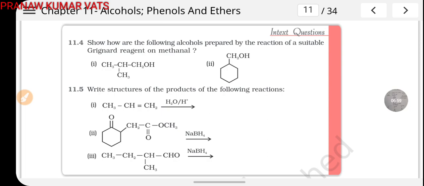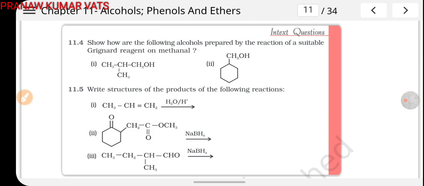Now we will solve in-text questions, starting with in-text question 11.4. Question is, how are the following alcohols prepared by the reaction of suitable Grignard reagent on methanol? So remember one thing, methanol gives a CH2OH part. The rest part of the hydrocarbon is obtained from the R alkyl group of Grignard reagent.